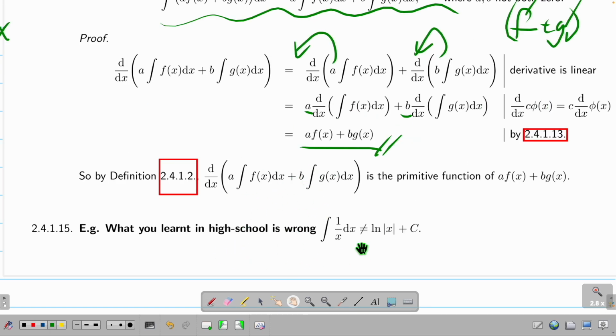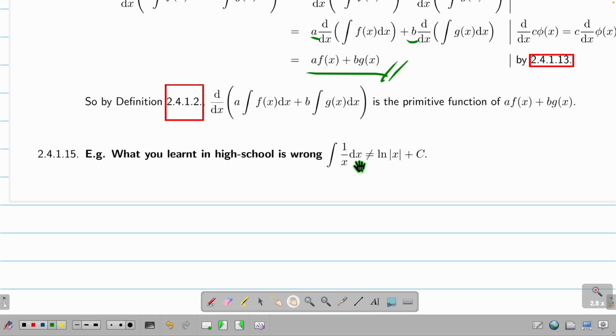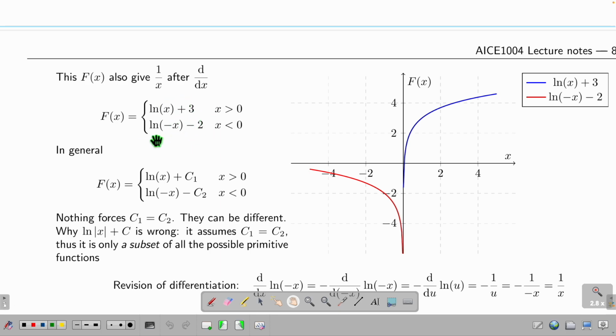Now we are at a moment to say why this is wrong. For those who learned it in high school, the integral of 1 over x dx, the textbook says log absolute x plus c. Yes, this is correct in high school. This is wrong in university. Why? If I have this function, it also gives me derivative 1 over x. If I differentiate this thing, it gives me 1 over x for the log part. 3 is a number, gone. If I differentiate this thing, it also gives me 1 over x for the negative part, constant gone. But now you see, these two constants are not the same number. So that means any big F in this form, with two different C1, C2, also gives me 1 over x after differentiation.